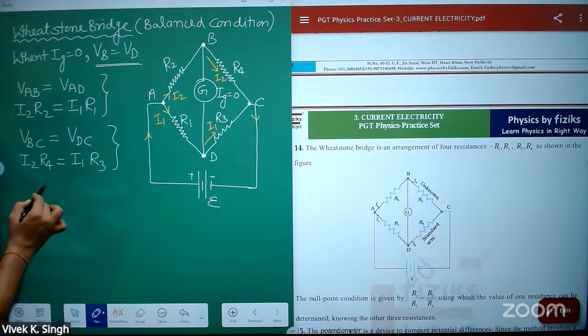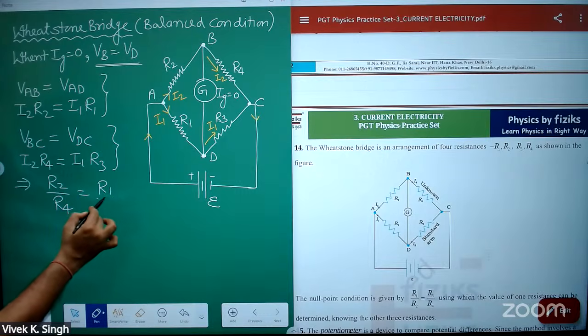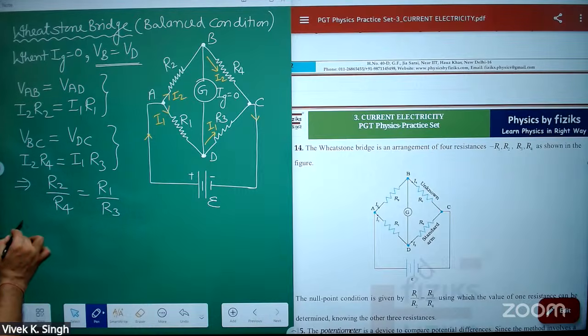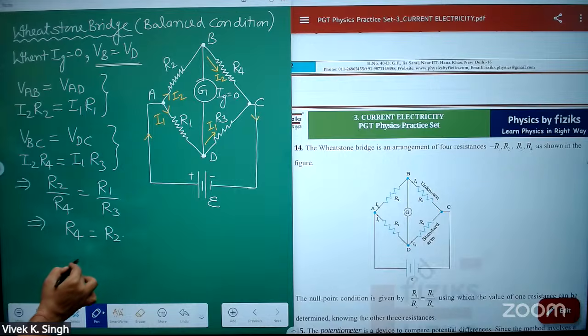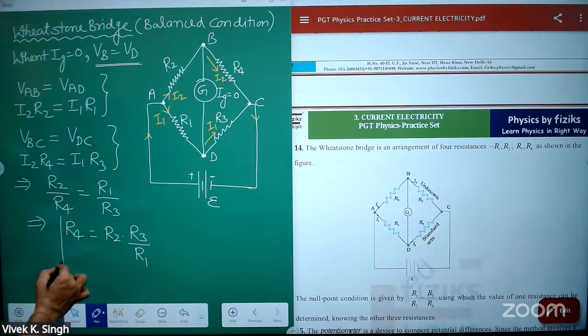So if you divide these two, what will you get? This will give you R2 by R4 is equal to R1 by R3, or R4 is given by R2 into R3 by R1. So in this way, you can find the unknown resistor R4.